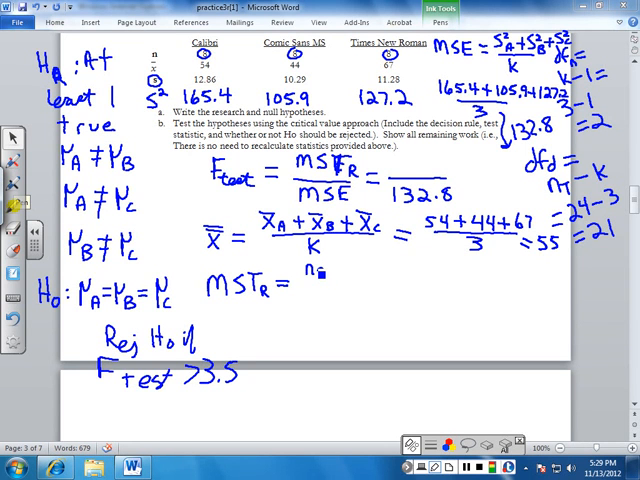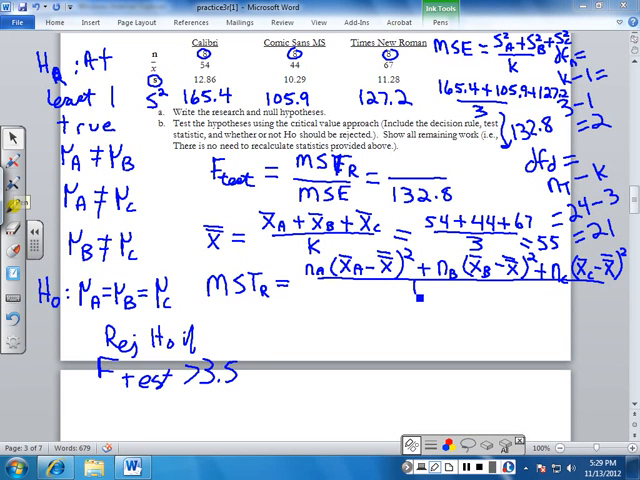So I'll have the sample size for the first group, X bar A minus X bar bar squared, and then just keep that going with NB, X bar B minus X bar bar squared, plus, and then for the third group, and all of that gets divided by K minus 1.